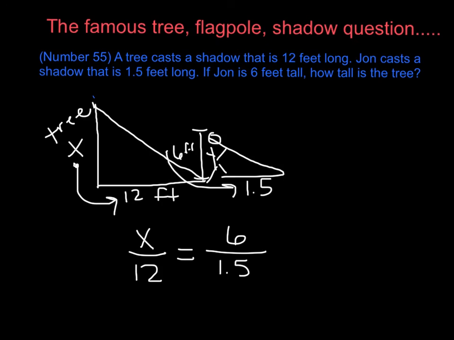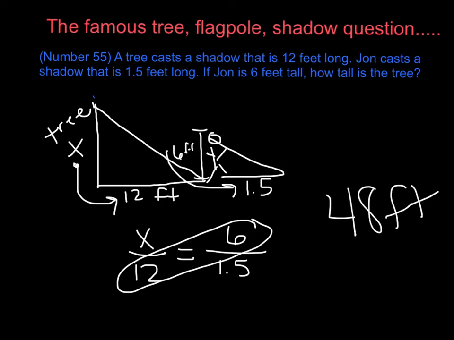So from here, just solve the proportion. Remember, you solve that using cross products. So you would take 12 times 6, and divide that by 1.5, and you, again, will be able to use calculators on this. And the height of that tree then is 48 feet. Remember that your label is really important, so don't forget your label.